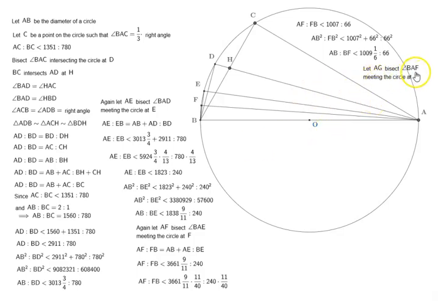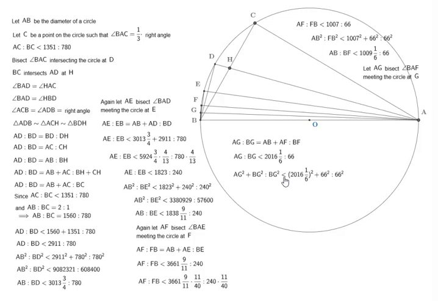Let AG bisect angle BAF meeting the circle at G. So again, following the same steps, we arrive at AG is to BG is equal to AB plus AF is to BF. AG is to BG is less than 2016 1/6 is to 66. Again, I've skipped some steps here.